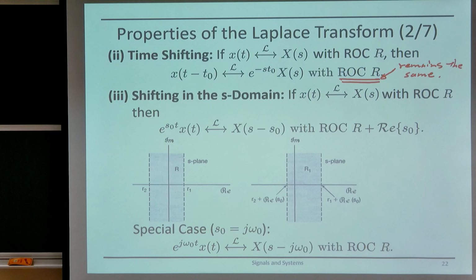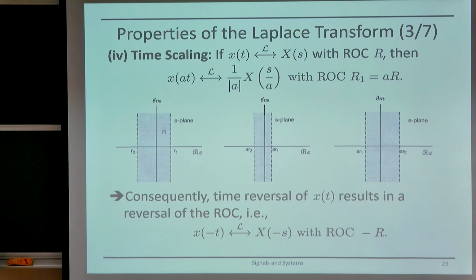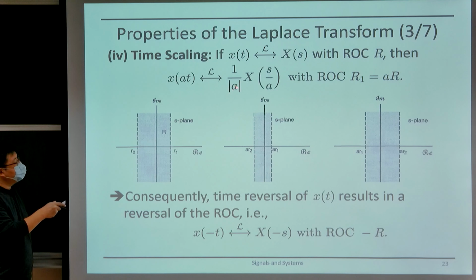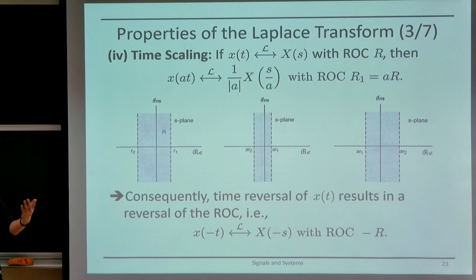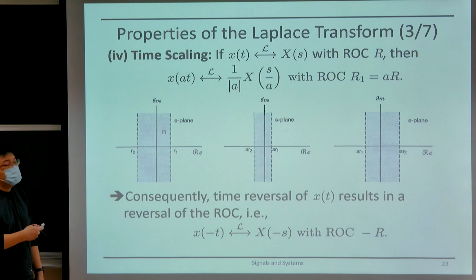Now, the next is time scaling. If you scale the time axis by a factor a, then you get the Laplace transform 1 over the absolute value of a times X of s over a. All these derivations are the same as in the case of the Fourier transform. The only thing you need to be aware of is the change in the ROC.